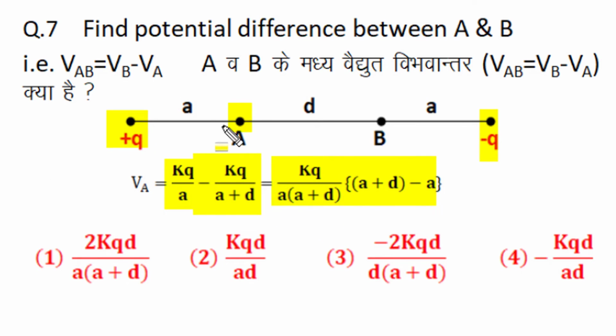This charge distribution has asymmetry, where at position B the negative q charge will produce a negative potential of this amount and the positive charge will produce a positive potential of this amount. So at position B, the potential is again kqd divided by a multiplied by a plus d, but with a negative sign. So B has negative potential, A has positive potential, and the magnitude of potential is kqd upon a multiplied by a plus d, and the difference of B potential and A potential is twice that and negative. If the question had asked VA minus VB, then this potential difference would become plus 2kqd upon a multiplied by a plus d.